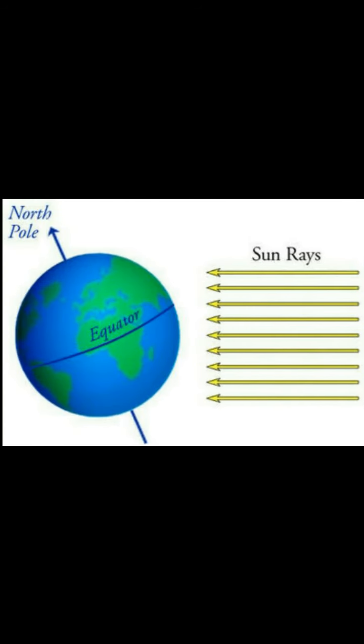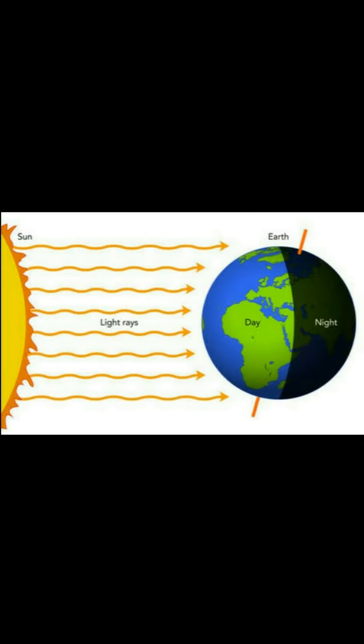Explanation of this figure. Sun rays coming towards the earth travel in a straight line. However, as the earth is spherical in shape, these rays are not perpendicular to all parts of the earth's surface. The sun rays are coming straight, but as our earth is a little bit tilted, in some parts they are perpendicular, but in some parts they are slanting.